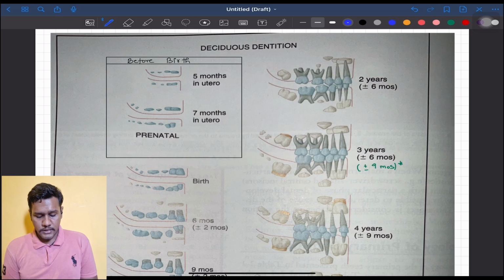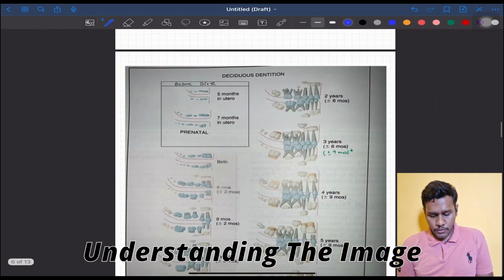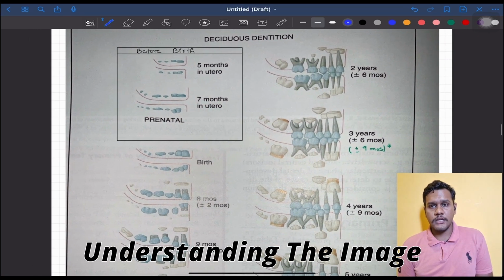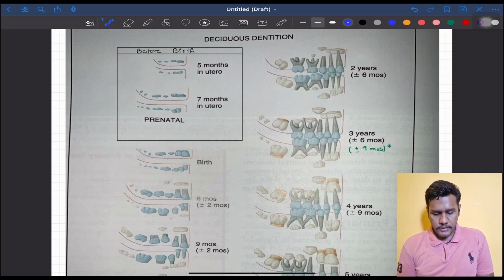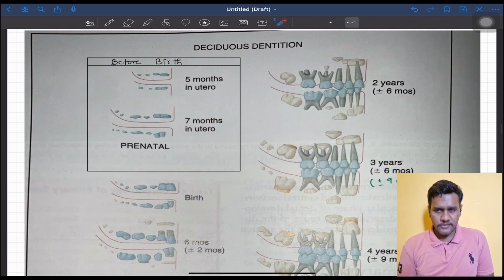This image you would have seen in the textbook of Wheelers. This image is so important. There might be questions in the NEET MCQ based exams, and it gives a basic understanding of tooth eruption. This box is before birth, in the fetal life. The same thing is being repeated in a pictorial way.